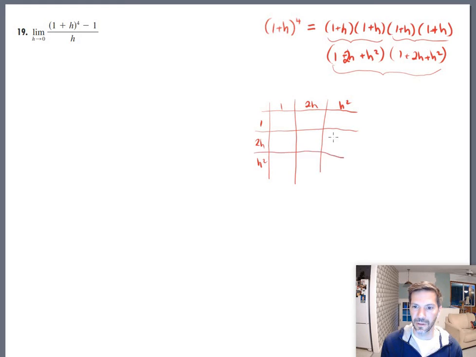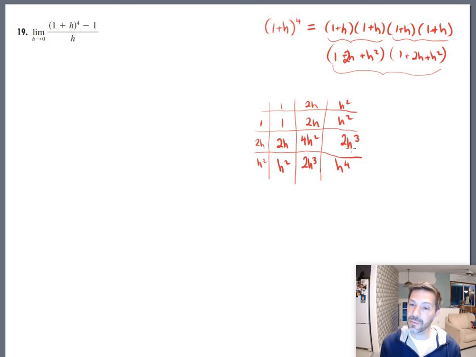Pretend those are straight lines. Multiply all of the bits together, so there's 1, 2h, and h squared. So that's multiplying 1 by each of these things, multiplying 2h by each of these things gives you 2h, 4h squared, and 2h cubed. And here we get h squared, 2h cubed, and h to the fourth.